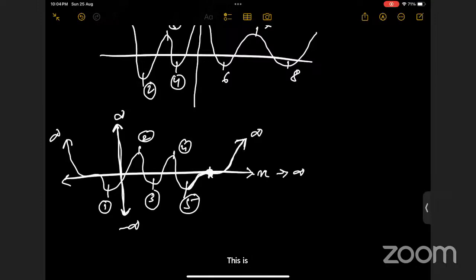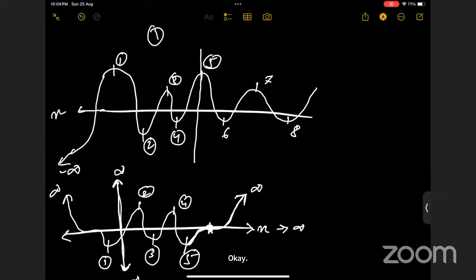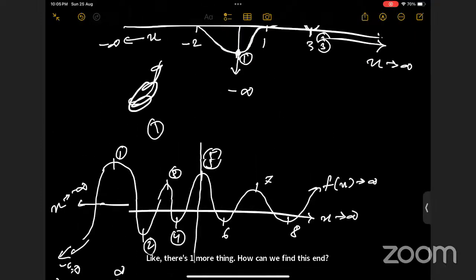So when we are checking the behavior of the function, we need to check with respect to the y-axis. For this graph, if we continue it like that, it will be going to minus infinity as x goes to minus infinity. And as x goes to infinity, this will be going to infinity. Is it clear? Yes, ma'am, now it's clear. Now, there's one more thing: how can we find this end behavior from the equation given to us?